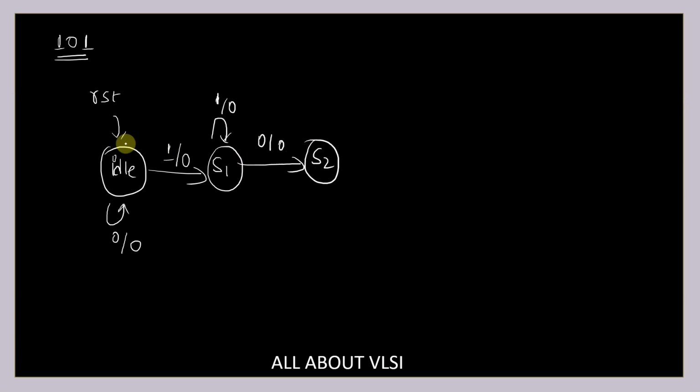Now, in this state, if my input is equal to 1, then I go to the S1 state since it's an overlapping sequence, and on 0, I go to the idle state. So this is how my Mealy FSM is going to look. This is what I'm going to implement.